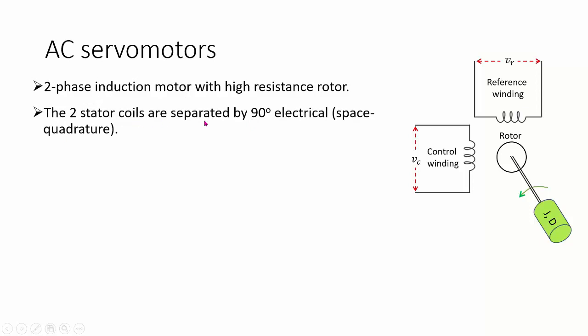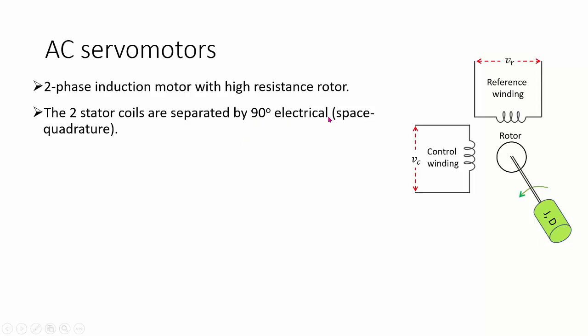The two stator coils are separated by 90 degrees electrical. So if you have these two coils representing the stator, the control winding and reference winding are provided at the stator of the servo motors. As you did the same thing in the two-phase induction motor, you're going to separate them 90 degrees electrical in space. So we call this space quadrature.